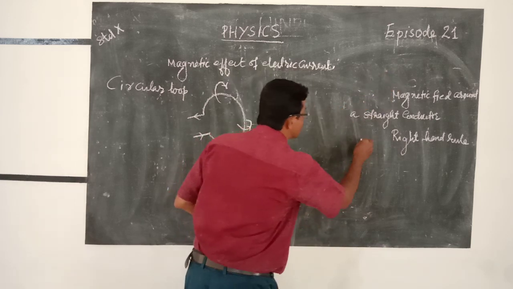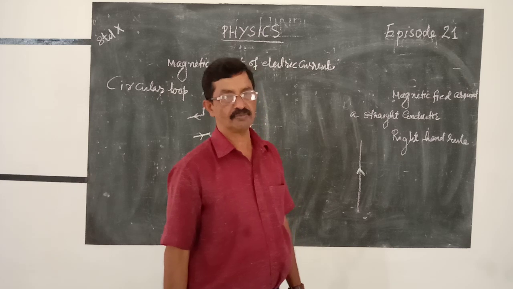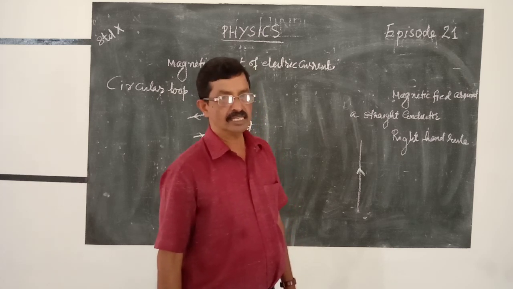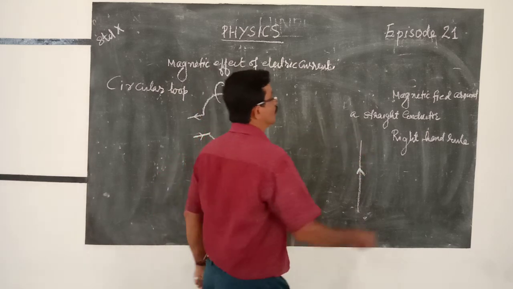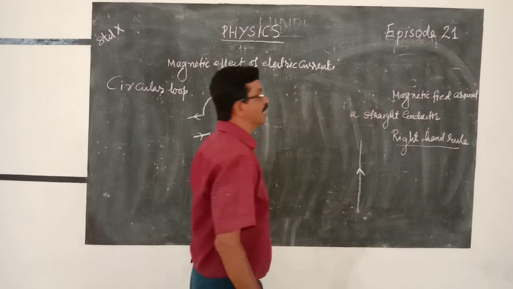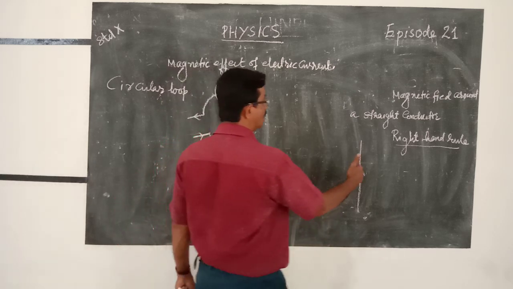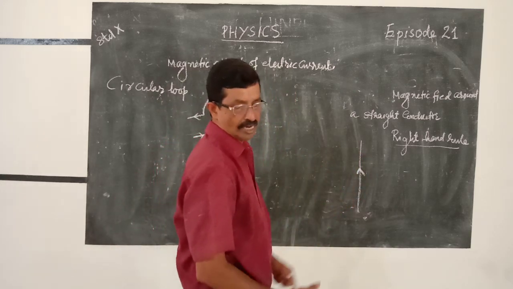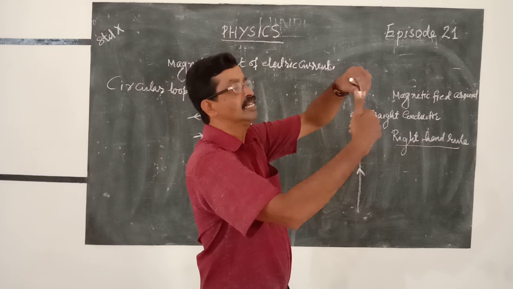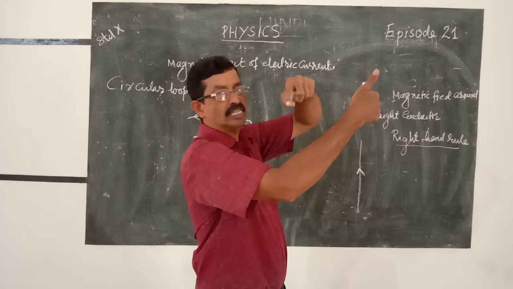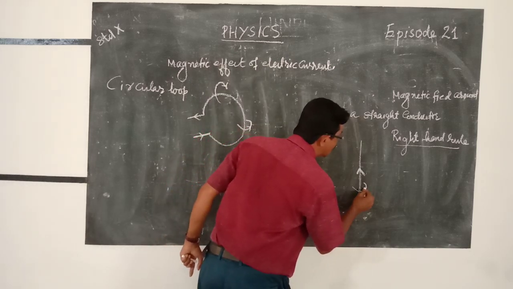We know this is a straight conductor. If this is the direction of current, then the direction of magnetic field we can find out by using the right hand grip rule. That means when we hold this conductor with our right hand in this way, if the thumb points in the direction of current, then the fingers encircling show the direction of magnetic field. So the direction of magnetic field is like this.